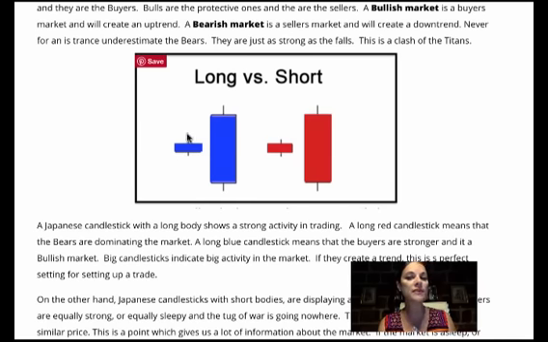The same goes with the Japanese candlesticks. When we have a candlestick with a very short body and a very small wick at the bottom or at the top, it means that trading is very slow. Trading is very sleepy. It is a time that you want to avoid trading because the market has really gone flat. The market has gone dead.